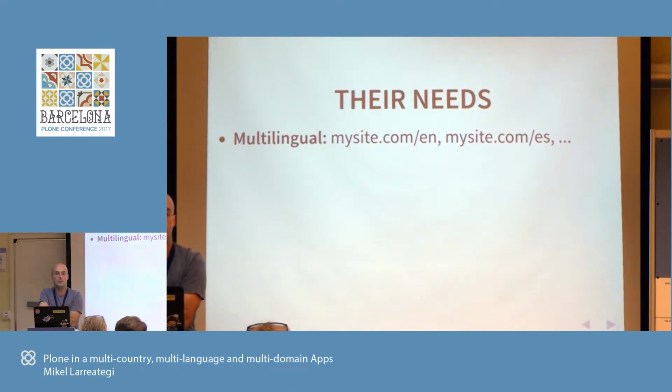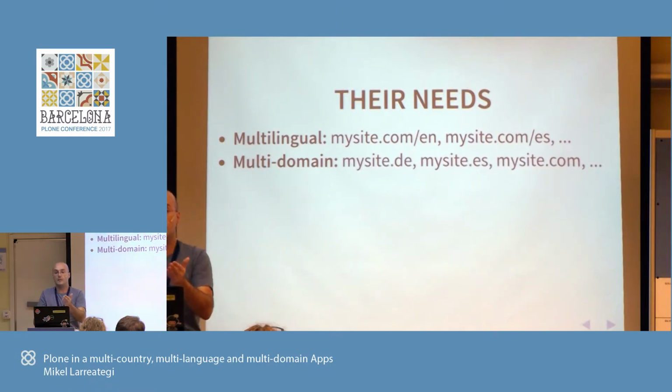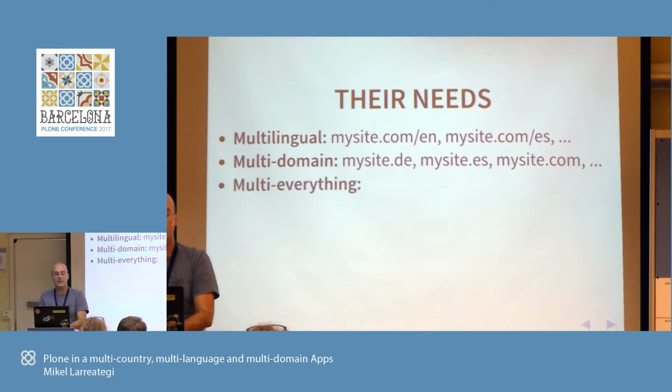They wanted to have, for instance, mysite.com/en for the English content and /es for the Spanish content. That's a pretty normal use case when you use Plone in this kind of applications. But they always wanted something else. So they also wanted multi-domain applications. They wanted just one Plone served with different domains. Okay, they wanted mysite.de for Deutschland, for Germany, sorry, mysite.es for Spain, and so on.